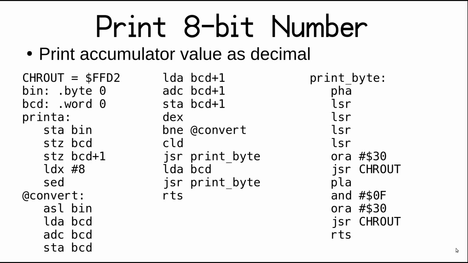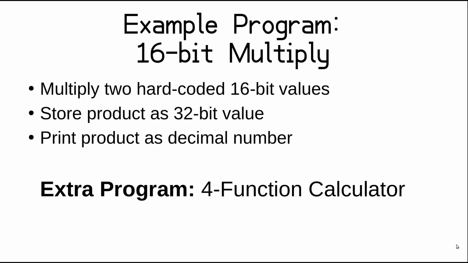Pretty much every time you see a computer output a decimal value, it's going through a process very much like this. Now we're ready to use what we learned here to make a simple example program that will take two 16-bit values and multiply them and print out the resulting 32-bit product as a decimal number. This will use hard-coded values for the factors, but this lesson's material also includes an extra example program that is a full 4-function calculator, letting you add, subtract, multiply, and divide 16-bit positive integers based on user input. For now, let's go to the text editor and take a look at the simpler multiplication program.